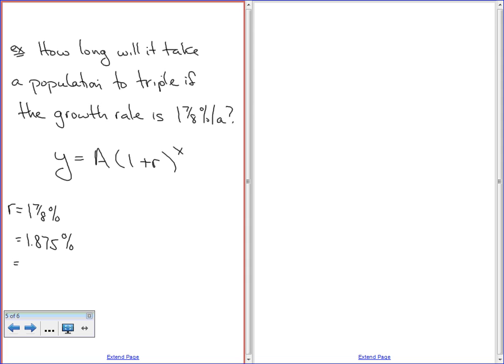Now divide by 100, right? So I have to convert my rate, which is a percentage, into a decimal number. A decimal number doesn't mean it has a decimal in it. A decimal number means it doesn't have a percent sign. Okay? So this is not a decimal number. This is a percentage. This is a decimal number. Okay? So the first thing I'm going to do, now that I've figured that out, is substitute that value into here.